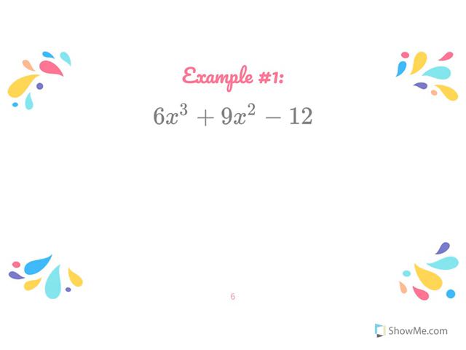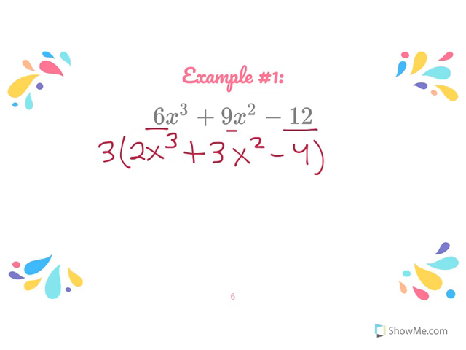So for our first example, we're going to go over 6x to the third power plus 9x squared minus 12. Our very first step is to identify if there's any GCF. I do see that we have a 6, 9, and a 12, so I know that 3 will be my GCF, and now I'm going to write my remainder. You have 2x to the third plus 3x squared minus 4. So again, I just divided 3 out: 6 divided by 3 is 2, 9 divided by 3 is 3, negative 12 divided by 3 is negative 4.